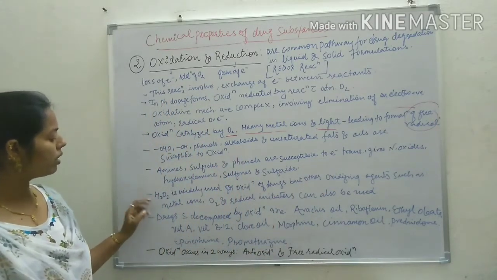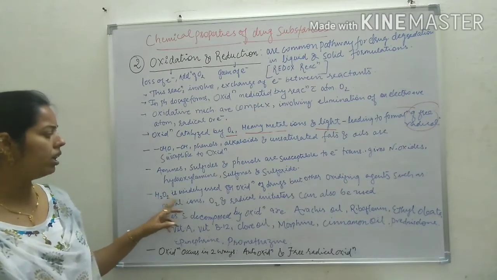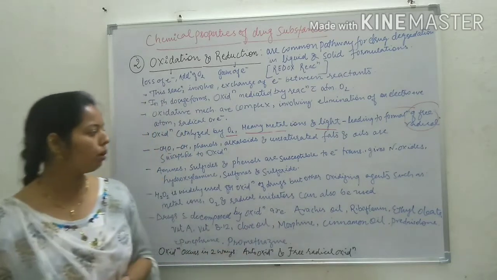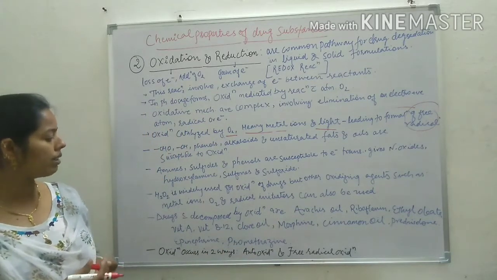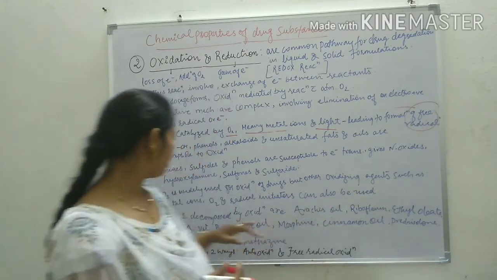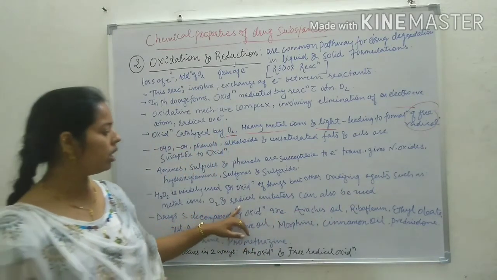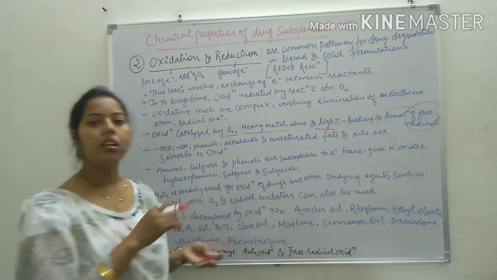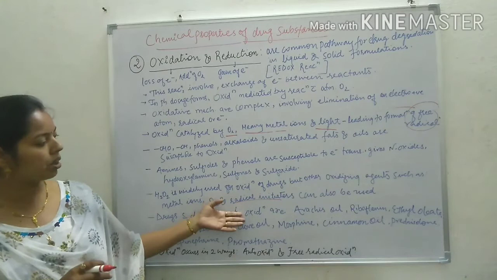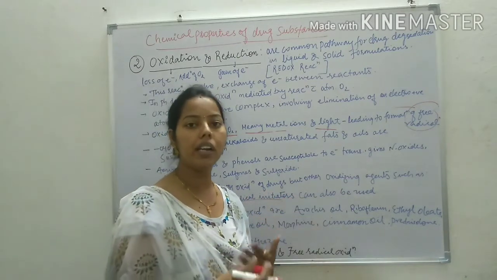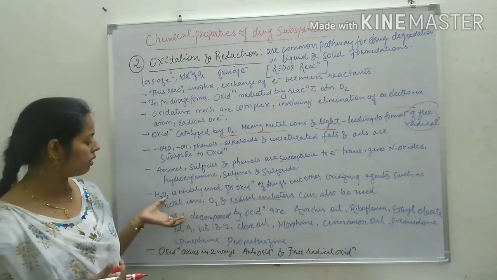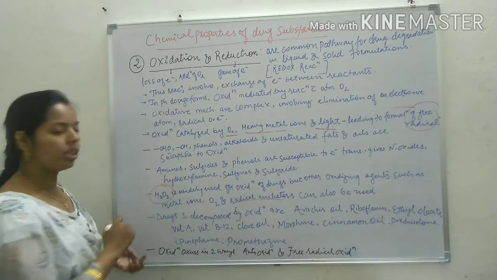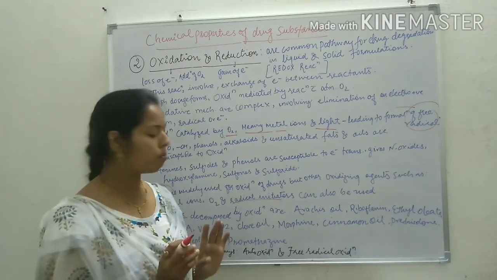After that, hydrogen peroxide is widely used for the oxidation of drugs, and some other agents could also be used for oxidizing the drugs, such as metal ions, oxygen, and radical initiators. Radical initiators initiate the formation of free radicals in the substance, and the substance ultimately gets oxidized. So these things could be used to oxidize the product, and H2O2, hydrogen peroxide, is widely used for this purpose.